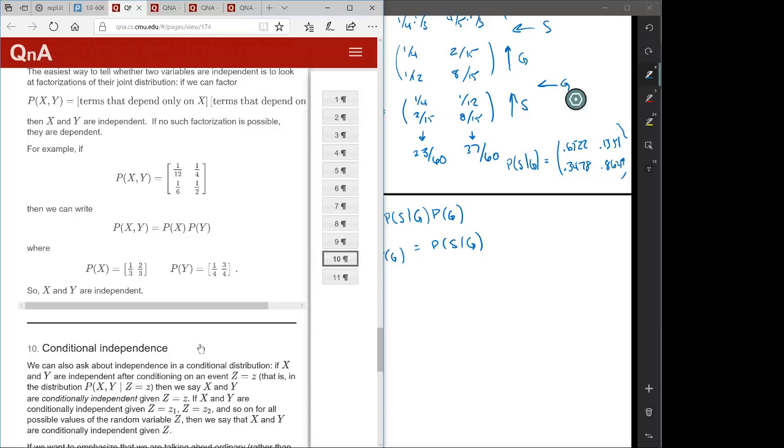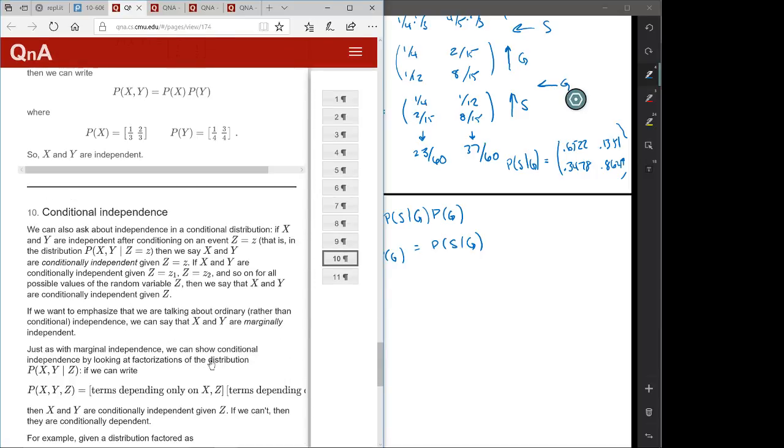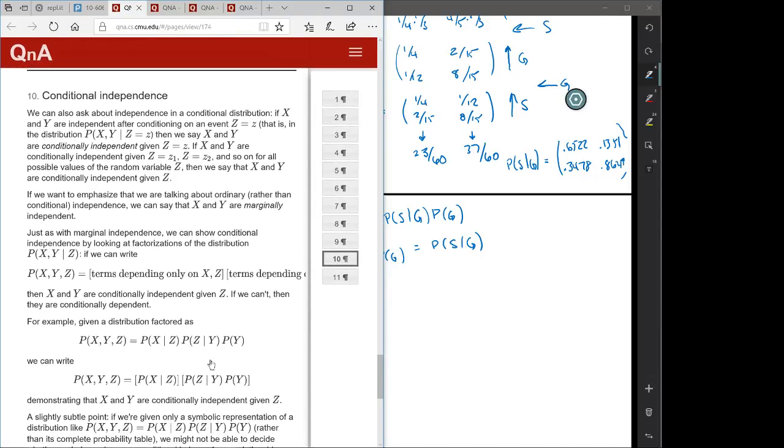So just like there are conditional distributions, we can have conditional independence. Conditional independence is just independence in a conditional distribution. So let's say that we have three random variables, X, Y, and Z, and we condition on an event that Z equals some value little z. Then we get a distribution p of x, y given Z equals little z. And if X and Y are independent in that conditional distribution, we say that they're conditionally independent given this event.